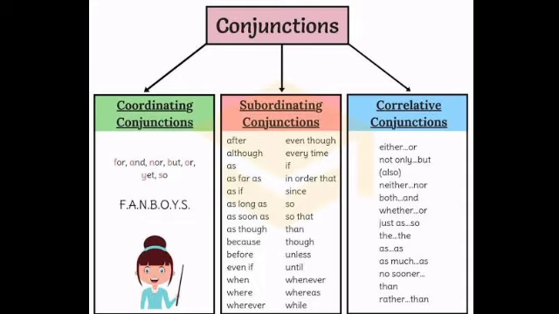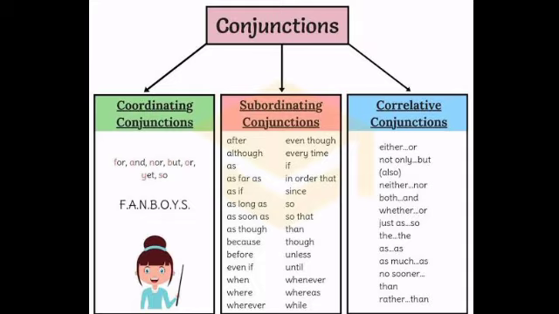Then the third one, correlative conjunctions. Correlatives are pairs of related words, and these conjunctions link grammatically equal elements. Which are the correlative conjunctions? Either or, not only but also, neither nor, both and, whether or, just as so, as much as, no sooner than, rather than. Correlatives are pairs of related words, and they join grammatically equal elements.